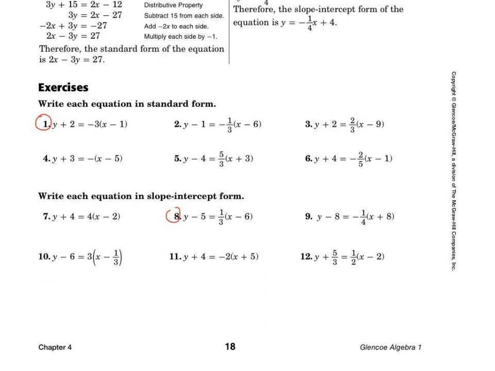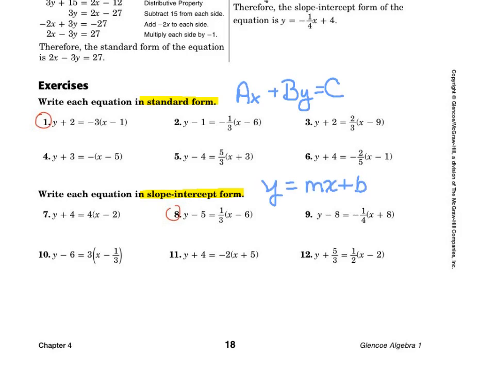For number 1, you're going to write the equation in standard form. Standard form again is ax plus by is equal to c. You're going to do number 8. And this one you're going to write in slope-intercept form. Slope-intercept form is y equals mx plus b. Okay? All right, so write down any questions you have.